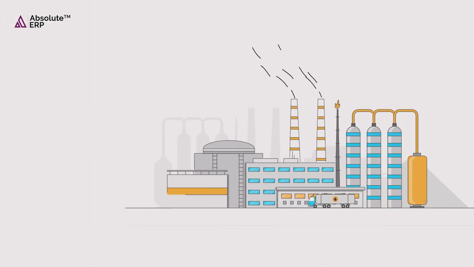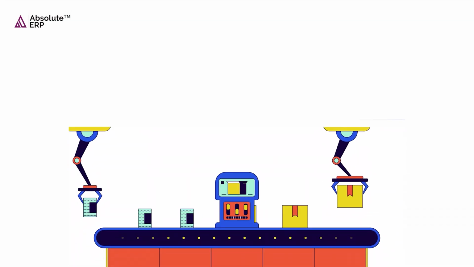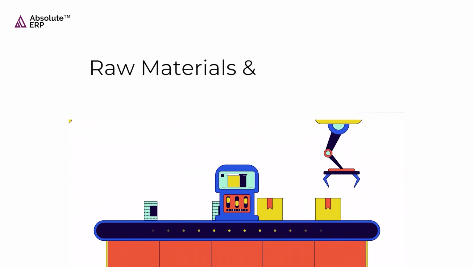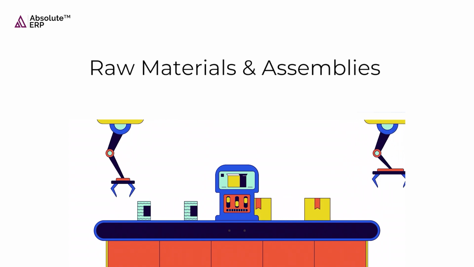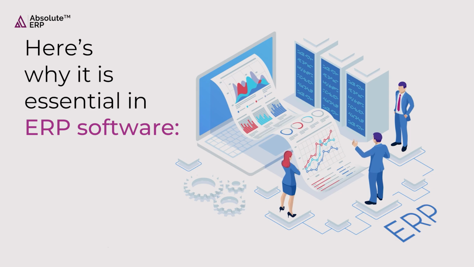In manufacturing, efficiency and precision are critical factors. That is where bill of materials comes into play. A bill of materials is a comprehensive list of raw materials, components, and assemblies needed to manufacture a product. Here's why it is essential in ERP software.